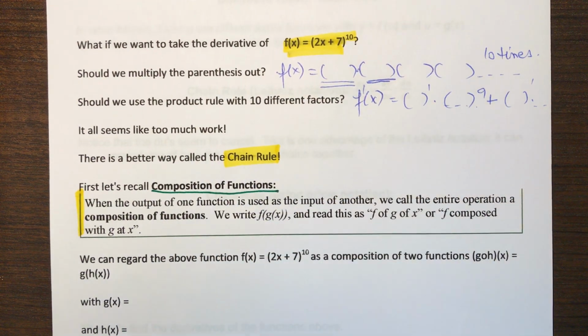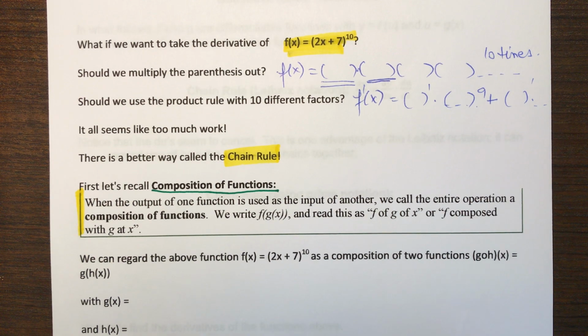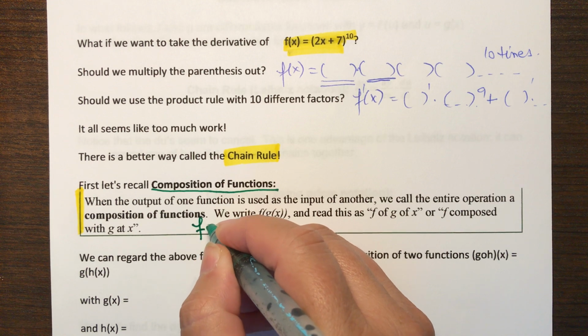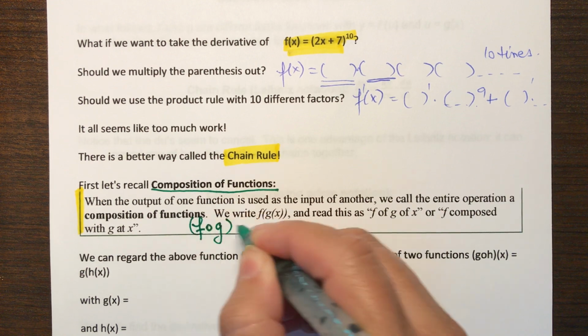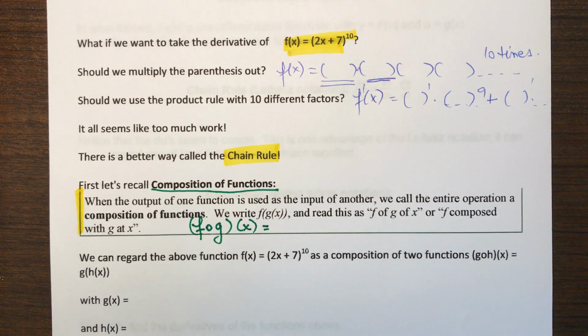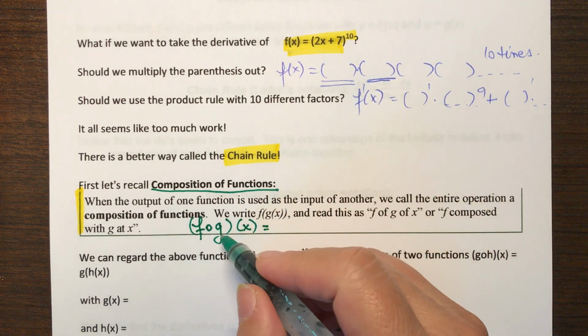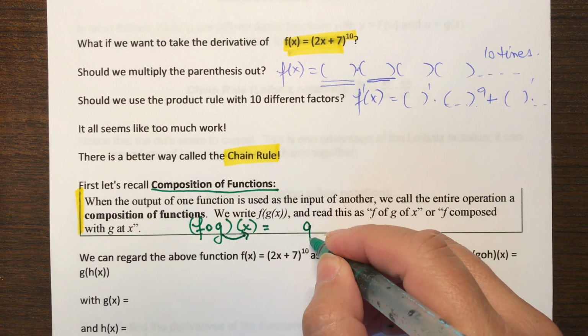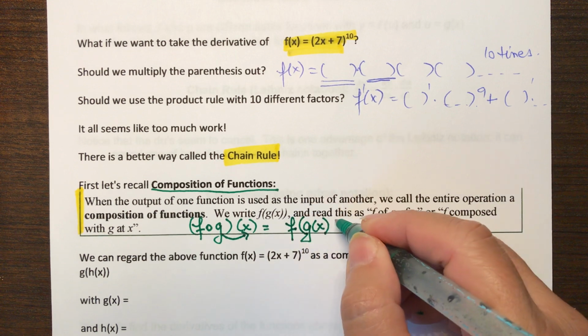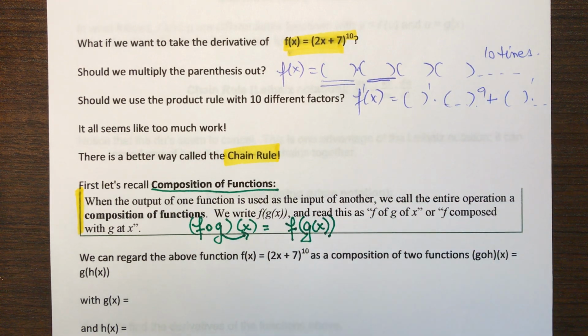Okay. So it says right there, I copied the definition from a book. It says when the output of one function is used as the input of another, we call the entire operation a composition of functions. Usually we write it with that little circle sign, remember? That's how you write composition of functions. And what does it mean? It simply means that the function g is acting on x first, and then the function f is acting on the output of that function, right?